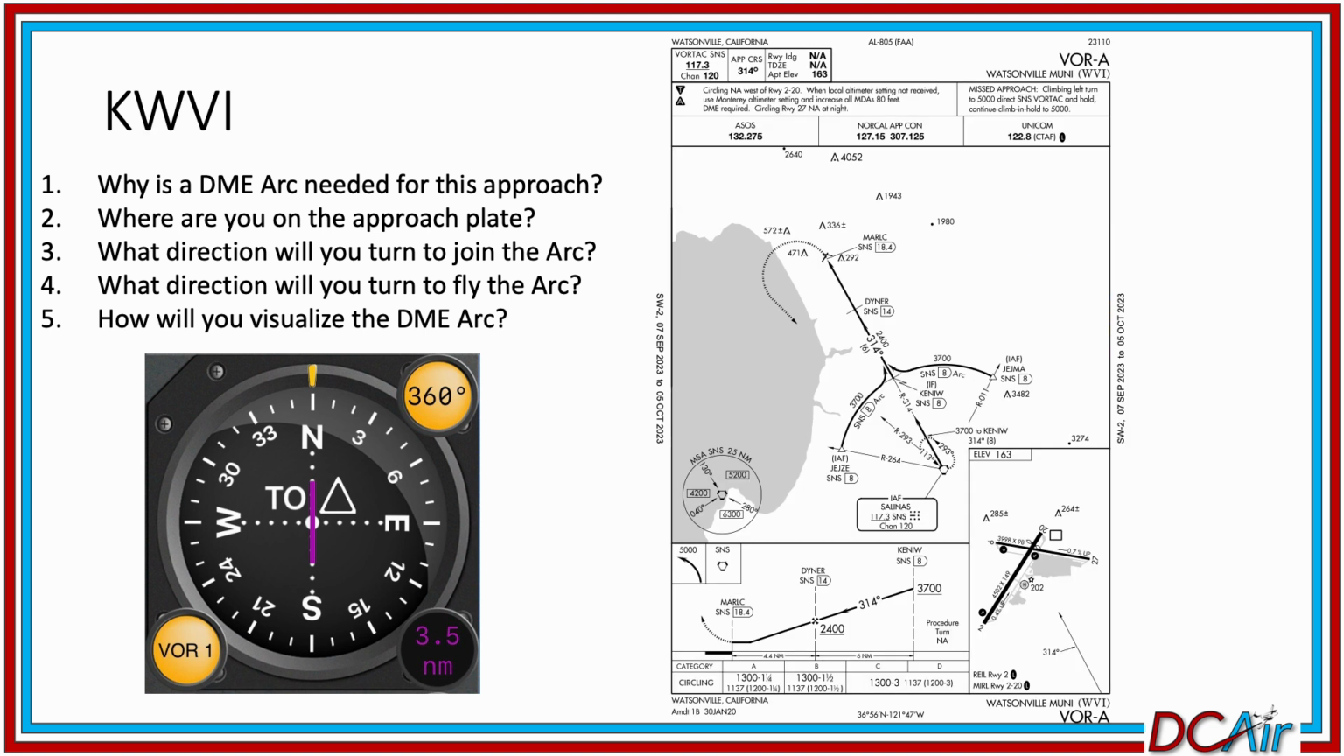For our last example, let's look at the VOR Alpha with the DME Arc at Watsonville Municipal Airport. This DME Arc is different from our other arcs in that our final turn is away from the VOR. That means we will be crossing radials and then turning out from the VOR to intercept the radial with a from indication. Press pause here to work through the questions and visualize yourself on the approach as well as the OBS indication.